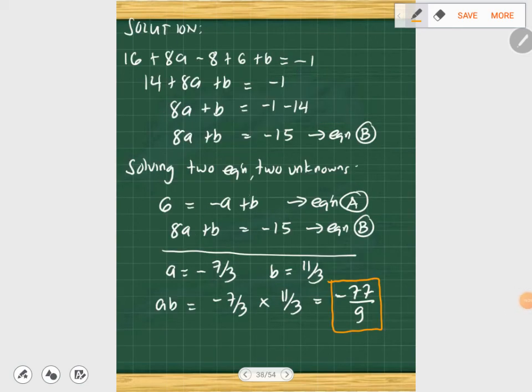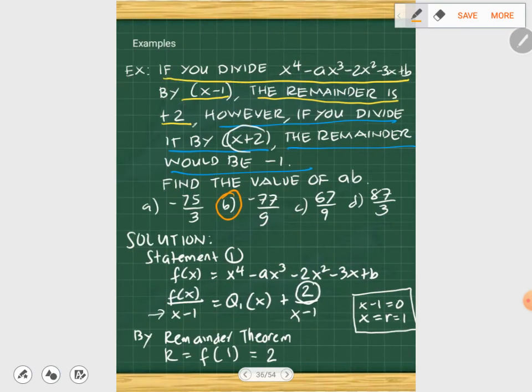So, pwede nyo din gamitin yung mode 5, yung equation sa calculator, no? Para makasolve ka ng 2 equations, 2 unknowns, no? Pwede din yan. So anyway, yung sagot niya is negative 77 over 9. So, ganun lang, no? Recap lang natin.